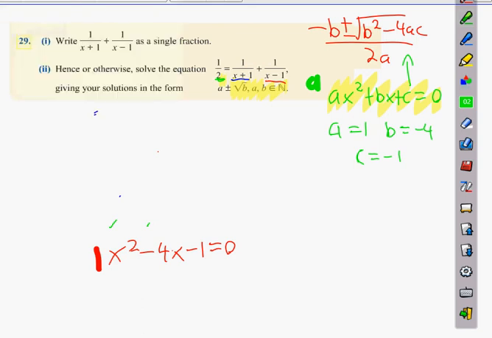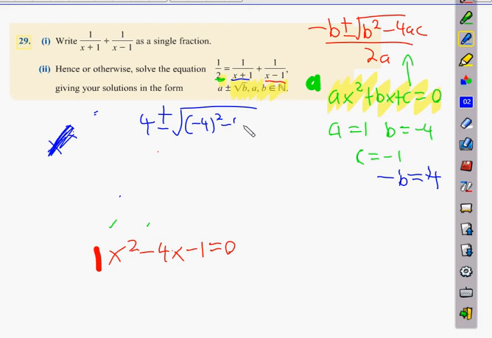We're going to do this one now. Plug it in. We get minus b, which is going to be what, guys? Plus 4. So it's going to be 4 plus or minus the square root of minus 4 squared minus 4 times 1 times minus 1, and that's all going to be over 2a.